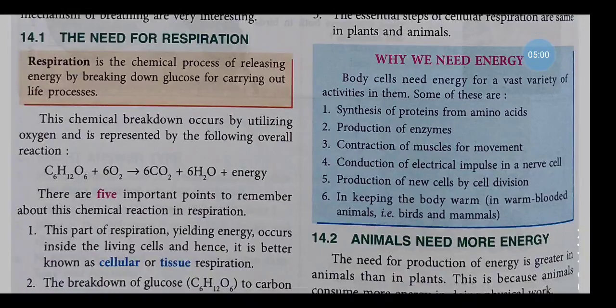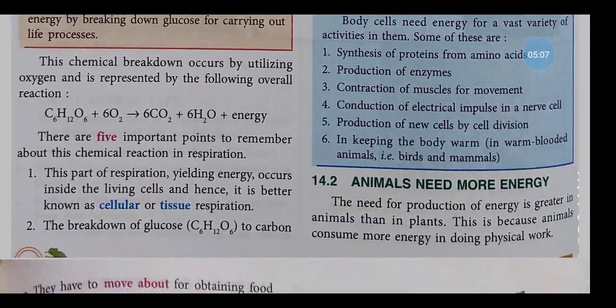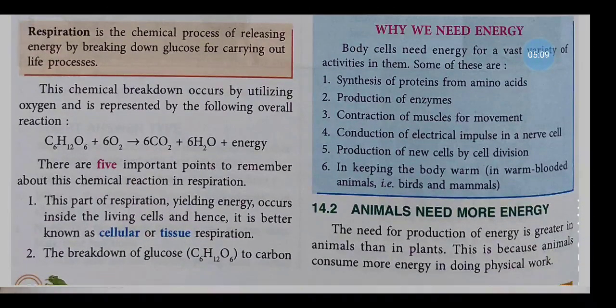So to absorb oxygen and fulfill the requirement of oxygen, we respire. Now, there are 5 important points to be remembered about the chemical reaction in respiration. What are those 5 important points? Let's discuss. The first one is that this part of respiration, which yields energy, occurs inside the living cell, and hence it is better known as cellular or tissue respiration.